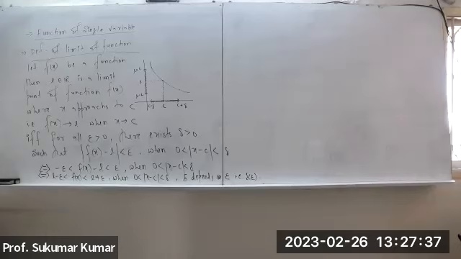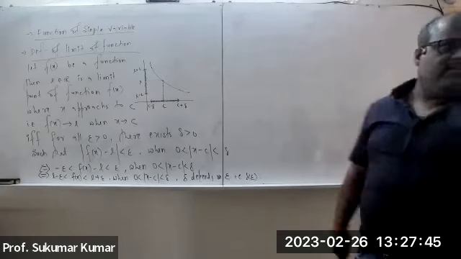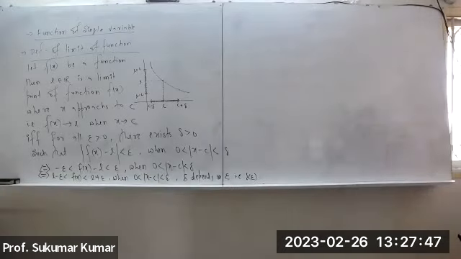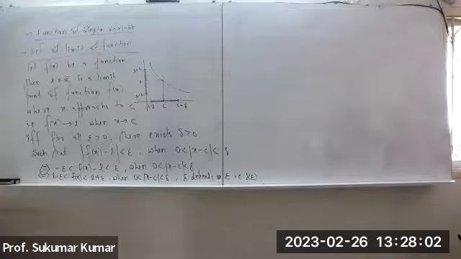L belongs to R is a limit of the function f(x). Limit point of the function f(x). Don't write "point". Write "limit of function", no problem.